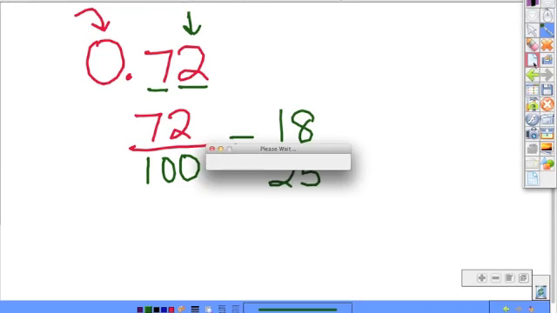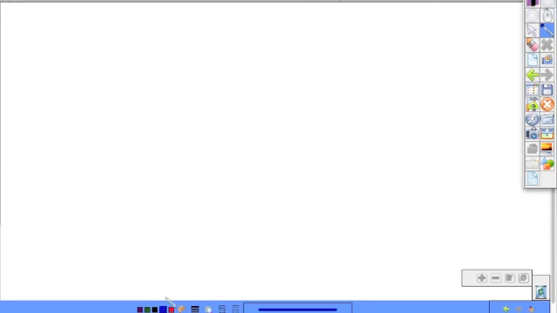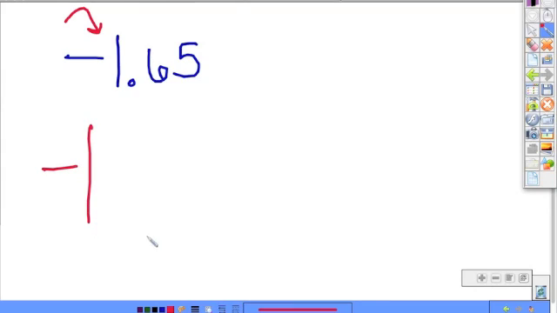All right, let's try one more. What if we have negative 1.65? Now, remember what I said. Anything in front of the decimal is going to be your whole numbers. That stays. One big 1. And then we get to make our fraction.